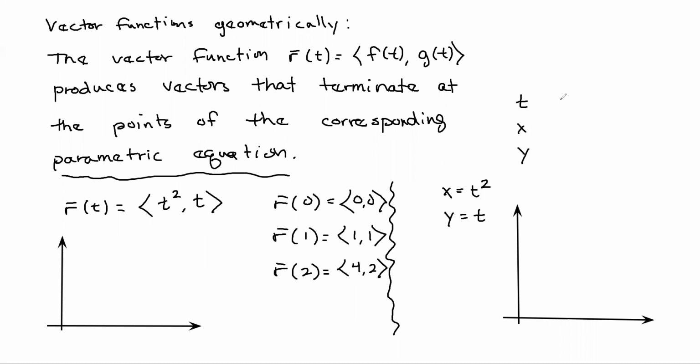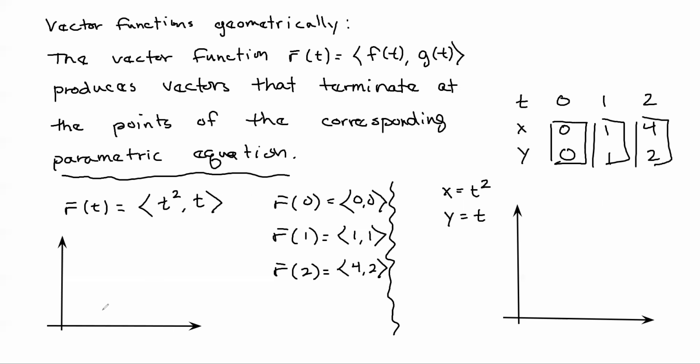If t is 0, we plug 0 in here and get 0, and plug 0 in here and get 0. If t is 1, we plug that in here and get 1, and plug that in here and get 1. And if t is 2, we plug that in here, 2 squared is 4, and y is going to be 2. So the points we end up getting are 0, 0, 1, 1, and 4, 2.